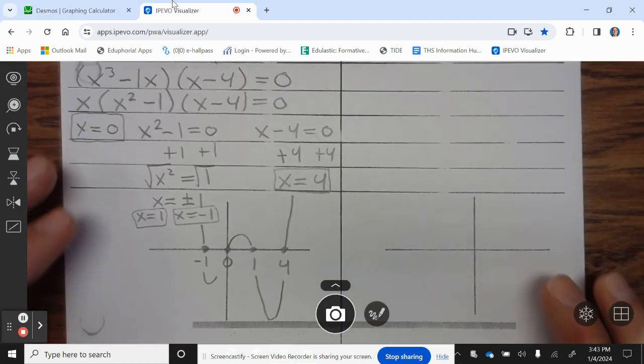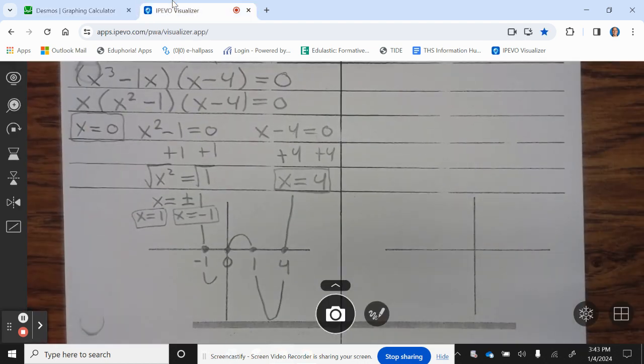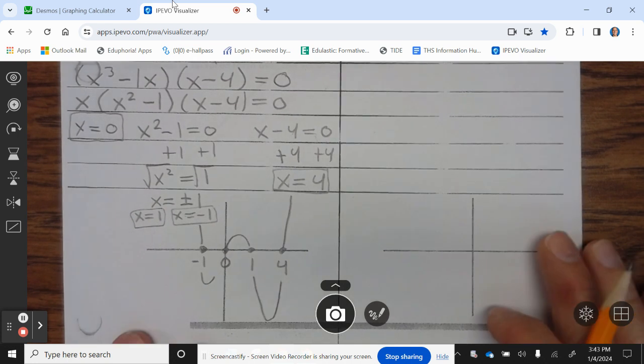All right, go ahead and finish up that. All right, let's take a look at the next example.